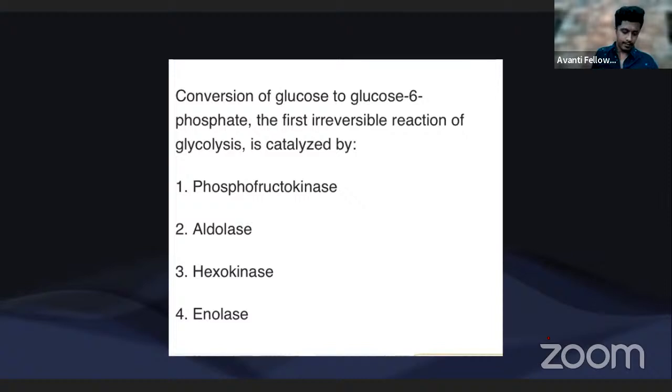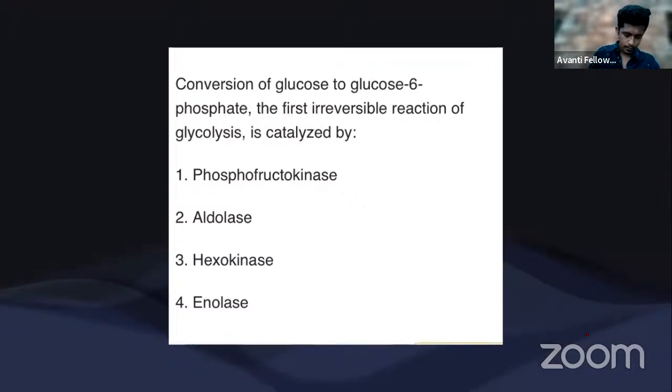So try to answer this. Okay, since we are running a little bit out of time, I will try to rush a little. Okay. Chalo. Can we see which is the right answer?